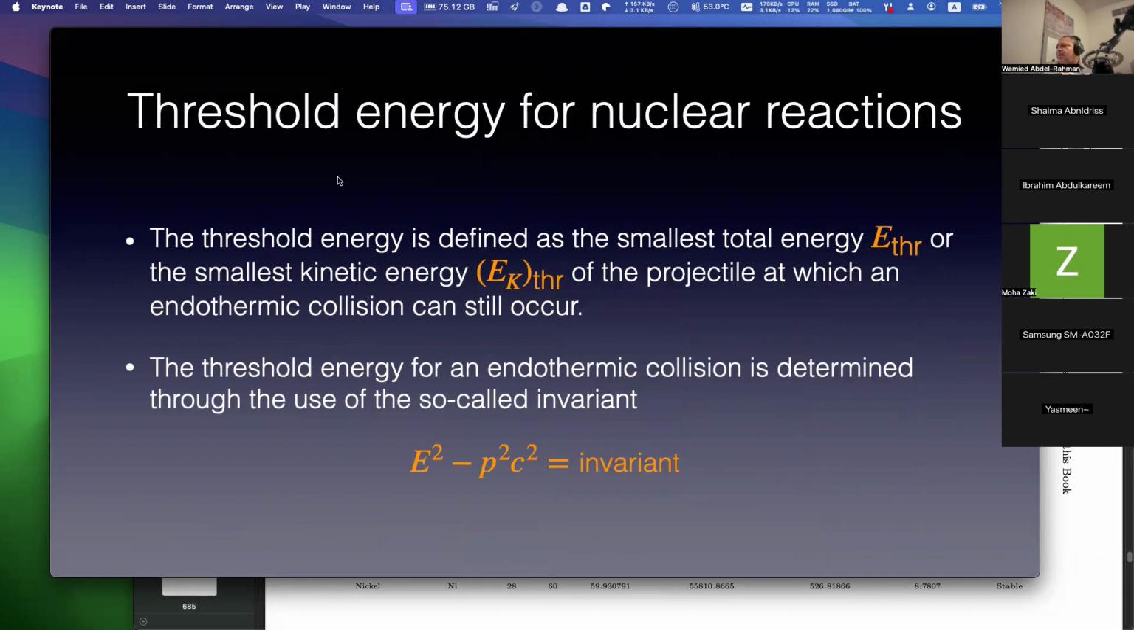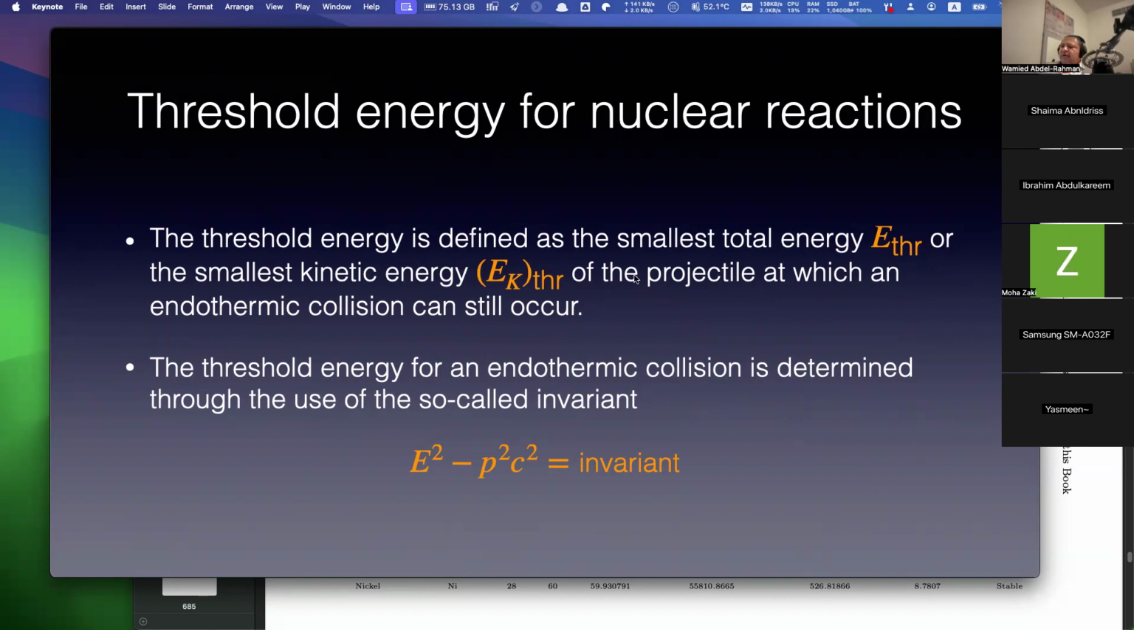Now, when the Q value is less than 0, we said that there has to be a threshold for this interaction. This interaction cannot occur unless the projectile has at least that kinetic energy. That kinetic energy is called the smallest kinetic energy. We can either define it as the kinetic energy of the projectile, or we can define it as the smallest total energy of the projectile. So these are the threshold energies.